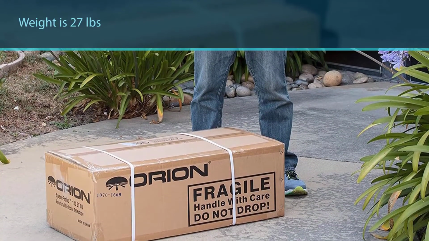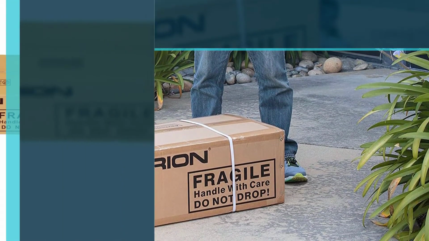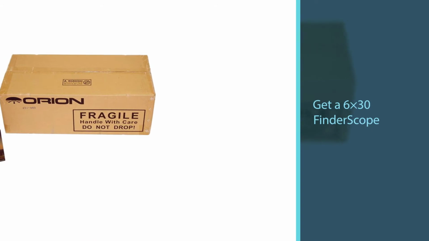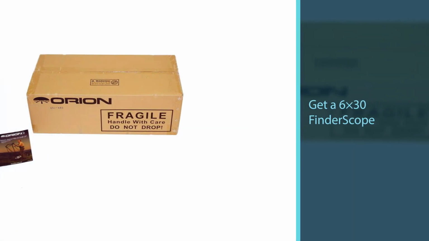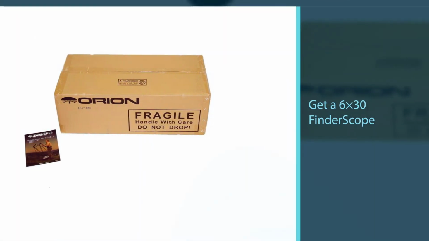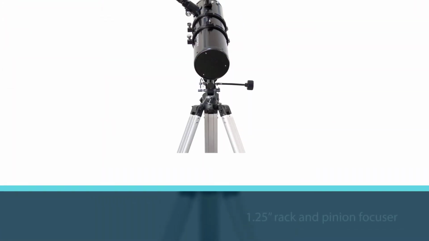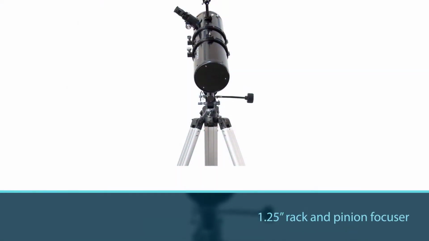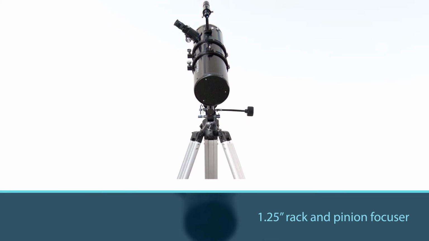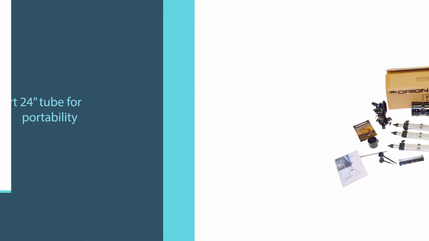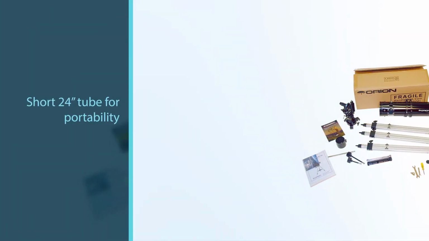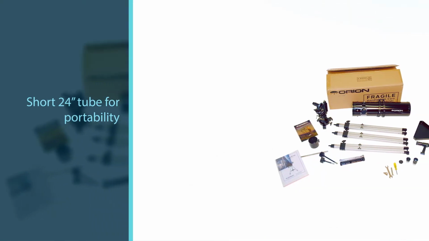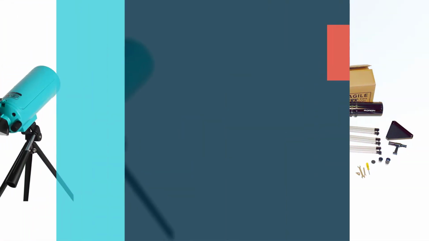Included in the kit are two 1.25-inch Sirius Plossel eyepieces, a 25mm and a 10mm. You also get a 6x30 finder scope, a tripod accessory tray, a 1.25 rack and pinion focuser, and a collimation cap. For beginners, this is a good telescope to see planets, and the Starry Night astronomy software is extremely helpful and will keep you busy for hours.